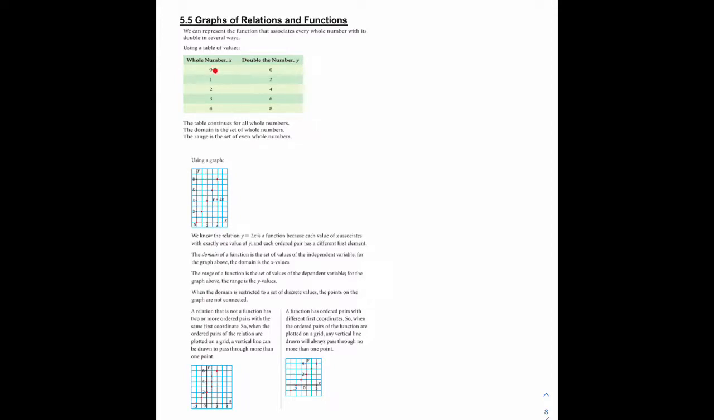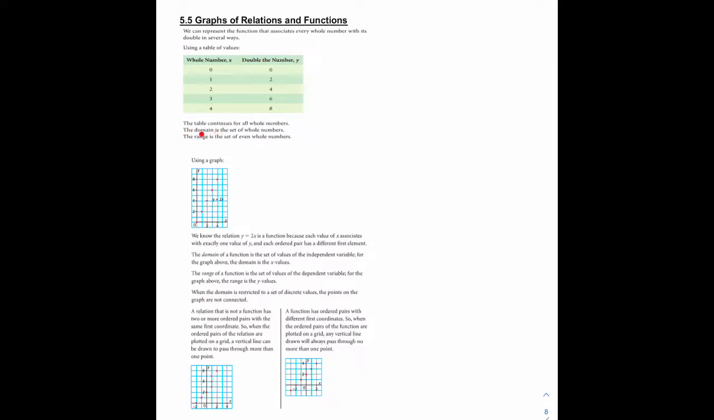So we're going from this number here: 0, double 0 is 0; 1, double 1 is 2; 2, double 2 is 4; 3, double 3 is 6; 4, double 4 is 8, etc. So the table continues for all whole numbers. Remember the real number system: whole numbers are 0 to infinity, no fractions or decimals or negatives, okay?